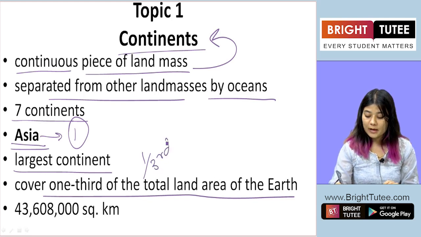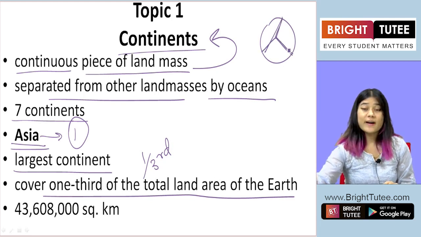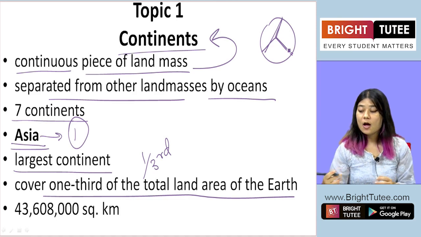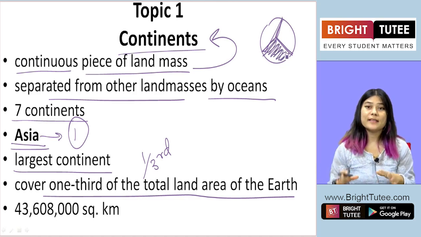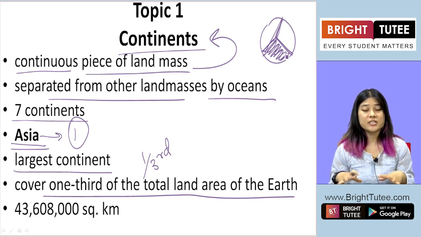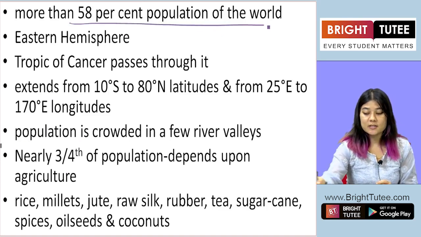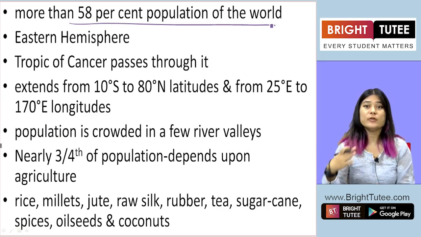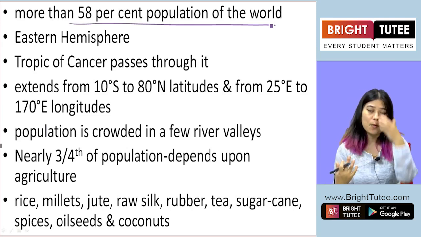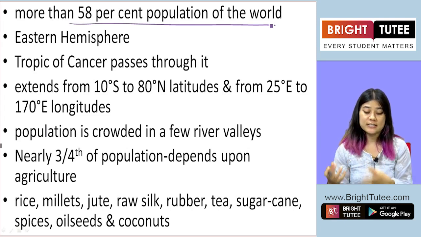So 1 out of 3. So if we divide the total land area which is on earth, then one part of it is covered by the continent of Asia. So the continent of Asia is that large. Okay. Now here in Asia, 58% of the world's population live. 58% is a little more than half of the world's population. So many people live in the largest continent of all the continents in the world.